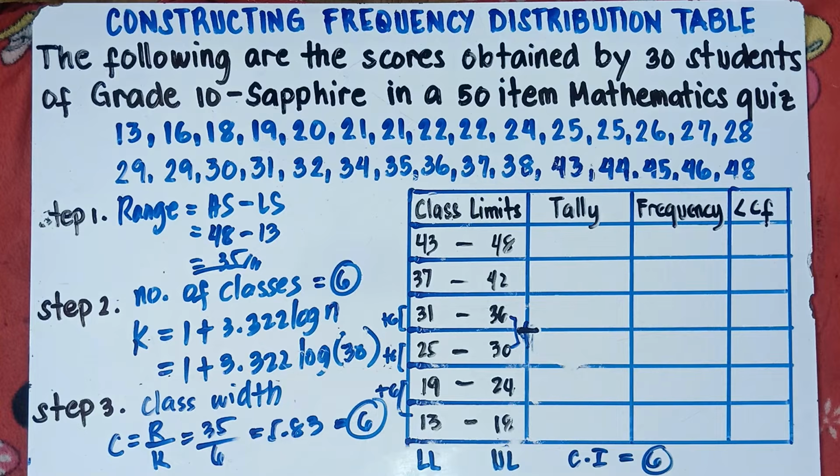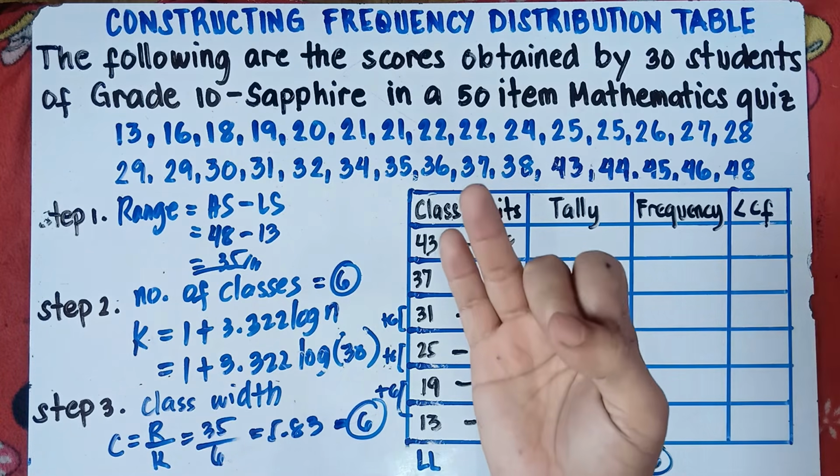Alright, so for the tally, class, just do the markings. So we have scores 13 to 18. So check how many scores we have from 13 to 18. Once again, including 14, 15, 16, and 17.